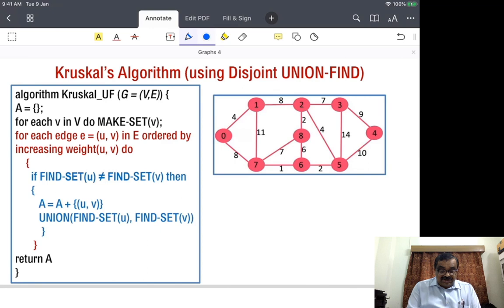Initially, our chosen set of edges A is null. For every vertex, we make a set consisting of that singleton vertex. Again, the edges are all sorted, so we choose an edge ordered by increasing weight. We choose the next edge after sorting, and we check for a cycle. This is the cycle detection.